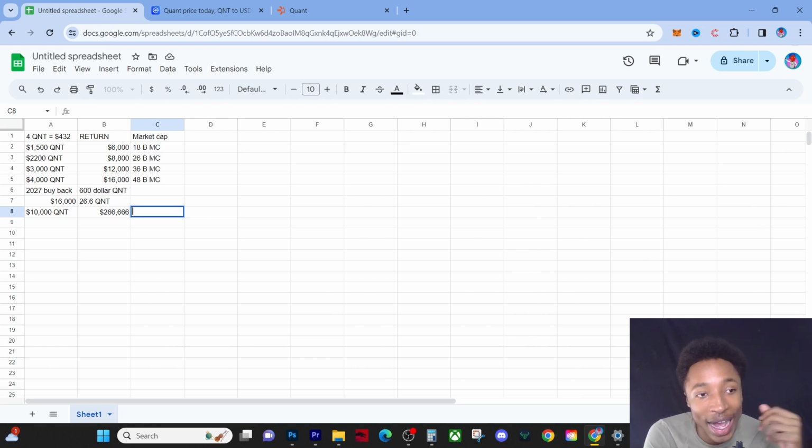Now, the main target I have: if it hits a $3,000 QNT, that's only a $36 billion market cap. We are talking about a top five coin. In terms of utility and interoperability, we are talking about a top one coin, okay? And I do feel like in the future this coin can overtake Bitcoin. Let's not get too excited over here, but I do feel it can overtake Bitcoin in price point, not market cap, but price point. So with that being said, let's carry on.